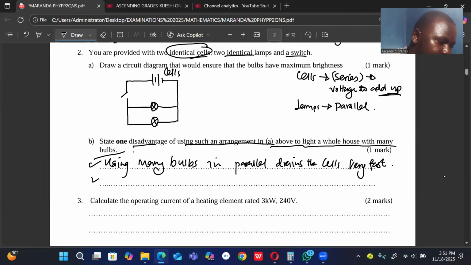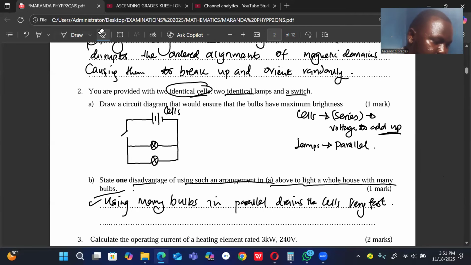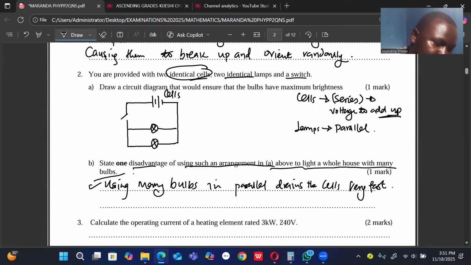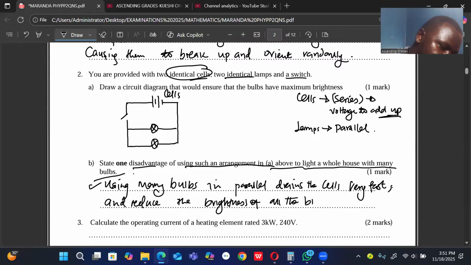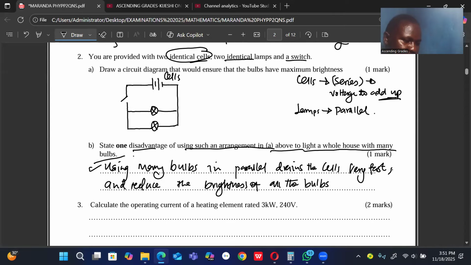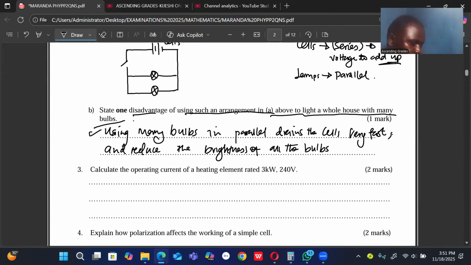And what will be happening in return? So in return, this is going to reduce the brightness of all the bulbs. You're given this question here.